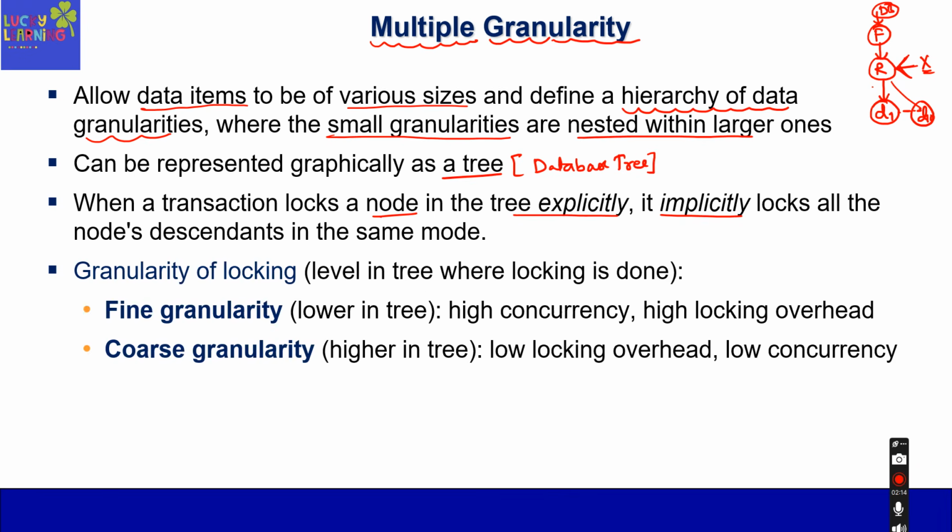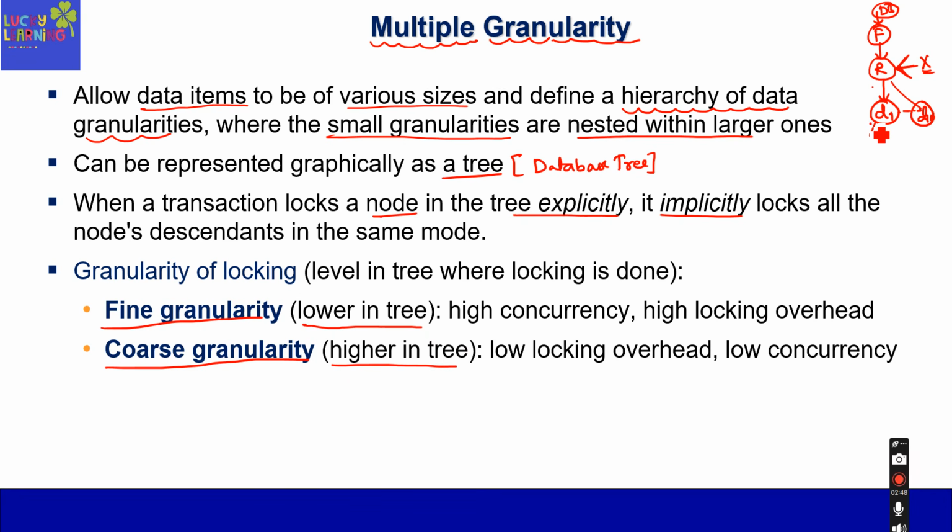Here, granularity of locking is classified into two types: fine granularity and coarse granularity. Granularity of locking says the level in the tree where locking is done, that is, at what level you are performing the locking. If locking is done at a lower level, we call it fine granularity. If locking is done at a higher level, it is called coarse granularity.